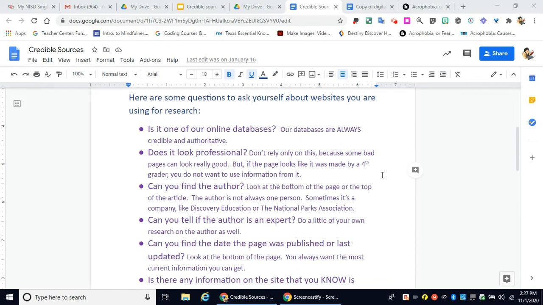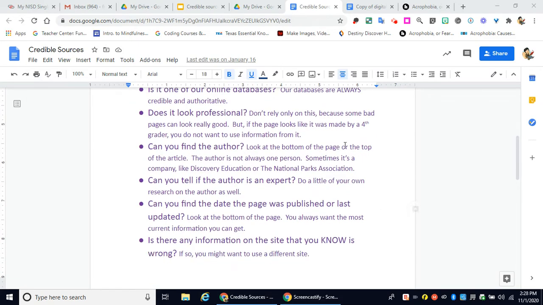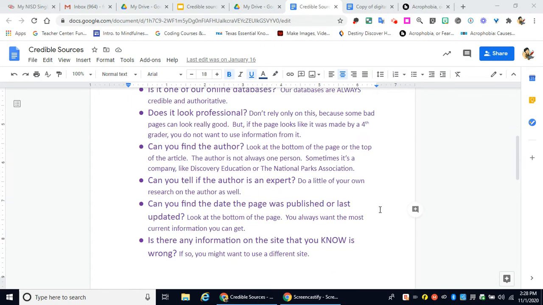Does it look professional? Now, we can't just rely on this, but you can kind of tell when you're on a website whether it was put together by people who are experts in their field. You'll be able to tell if it looks like it was made by someone much younger, maybe just a student that decided to experiment with creating a site. So you'll be able to tell pretty well by looking at a site. Again, that's not the only indicator. The next one is very important.